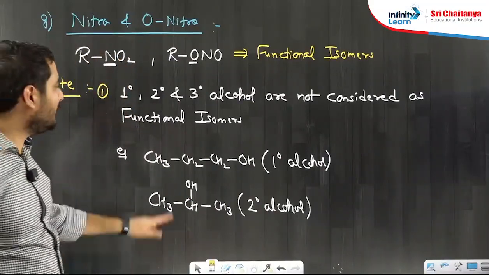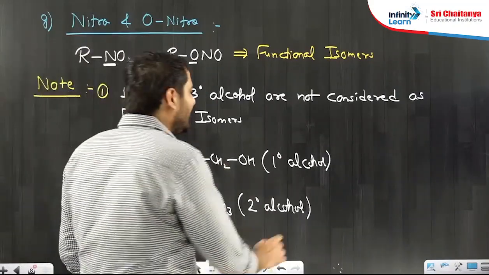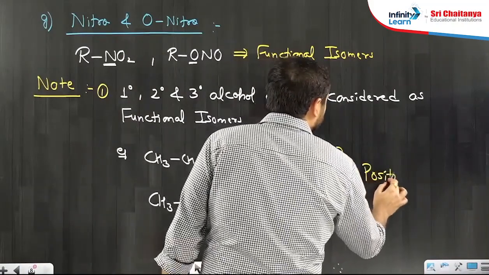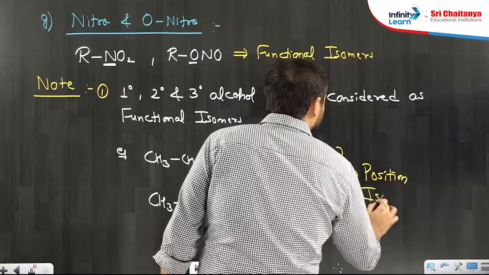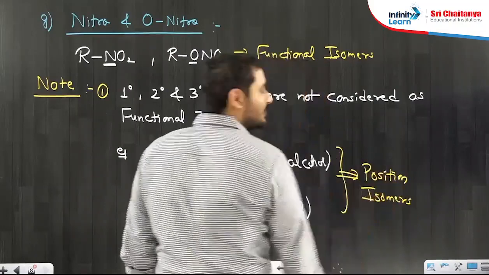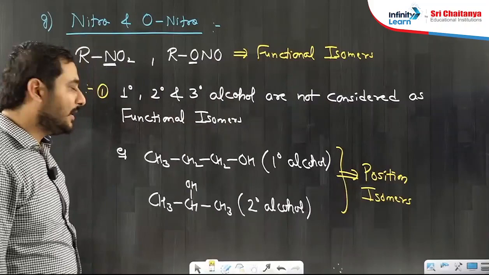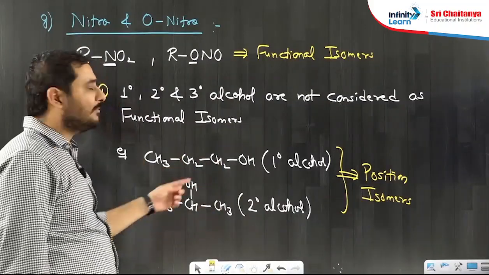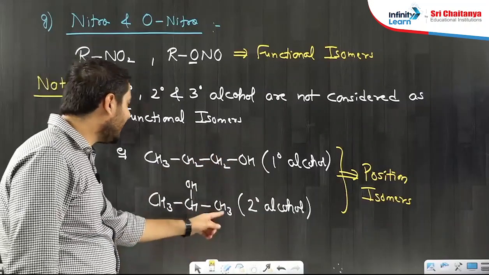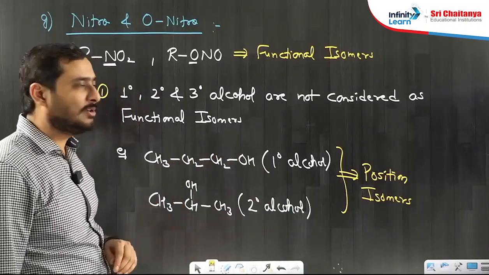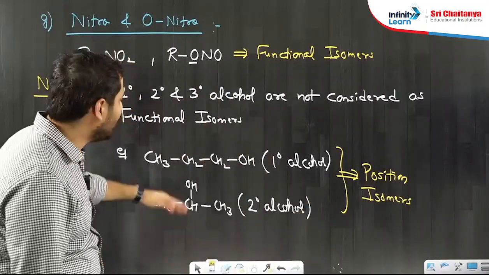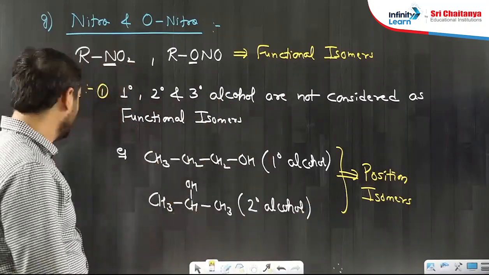Position isomers. The length of the parent chain is the same, so they are position isomers of each other. They are not functional isomers. What is the reason? Because the length of the parent chain is the same, 3 carbon atoms and 3 carbon atoms. Here OH is present at the first position, here OH is present at the second position. So do not consider the degree of alcohol as functional isomerism, because they have similar chemical properties.